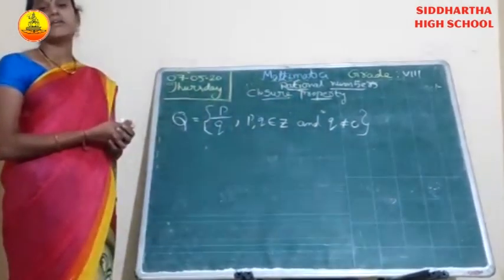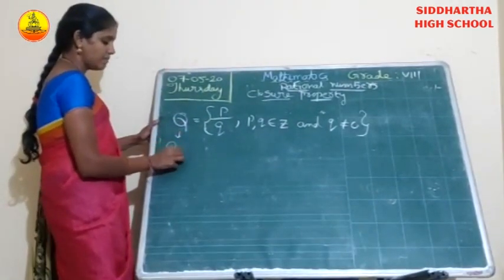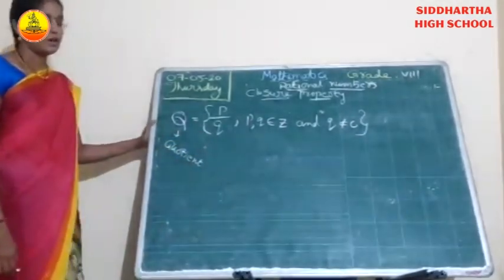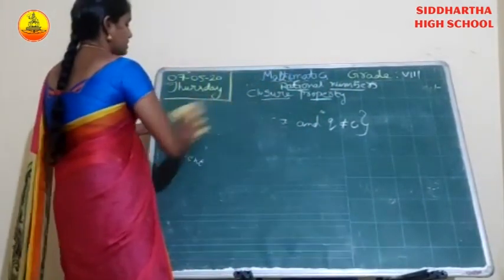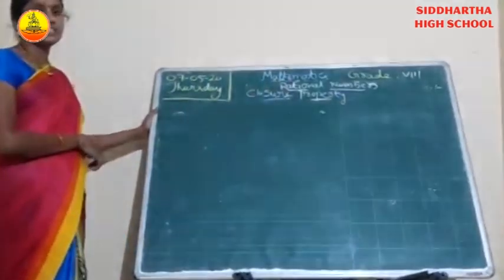Why are rational numbers denoted by Q? Rational numbers are also known as quotient numbers. That's why rational numbers are denoted by Q. And in the last class we discussed what a closure property is. What is the closure property under addition?